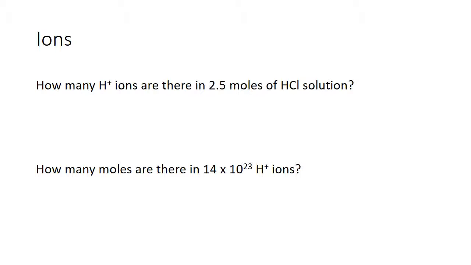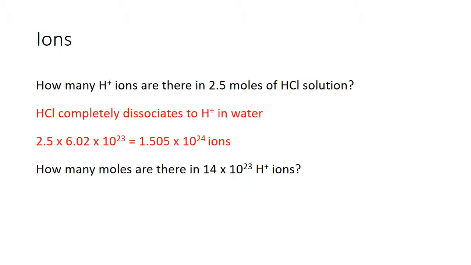Okay, so let's see if you got the right answer for these two. Hydrochloric acid completely dissociates to form H+ in water. Therefore, it's going to be 2.5 times Avogadro's number, or 1.5 times 10^24 ions. And then the final answer: 14.0 times 10^23 divided by Avogadro's number gives 2.3 moles of H+ ions in that solution.